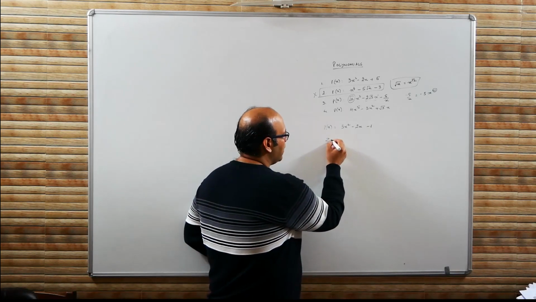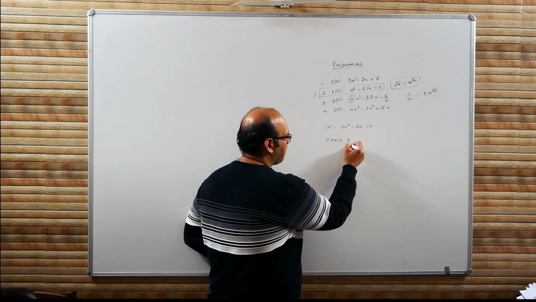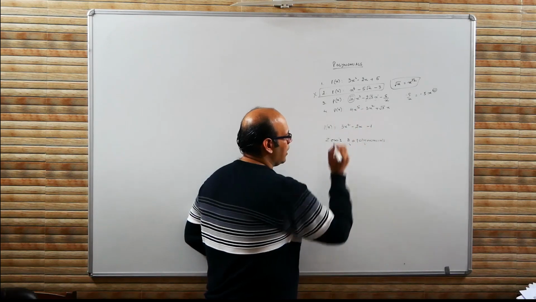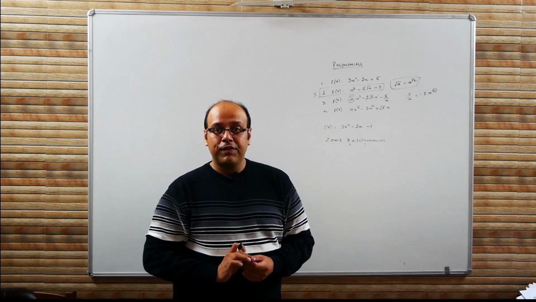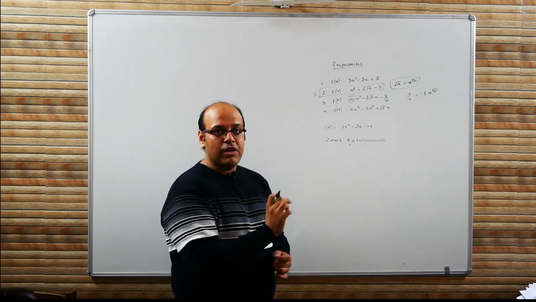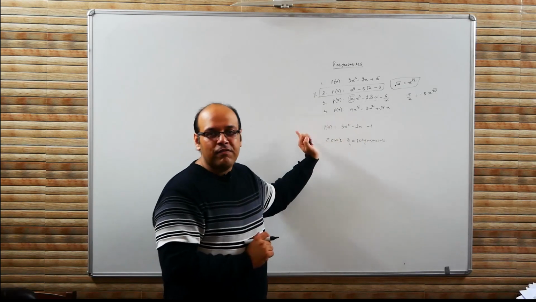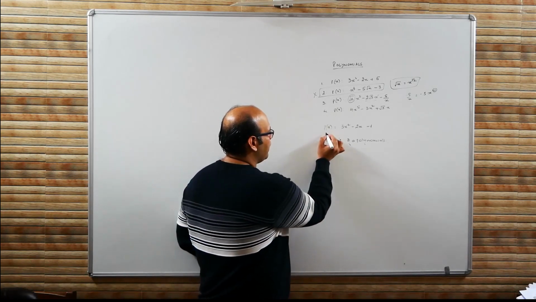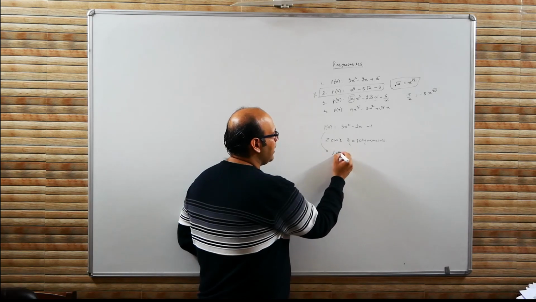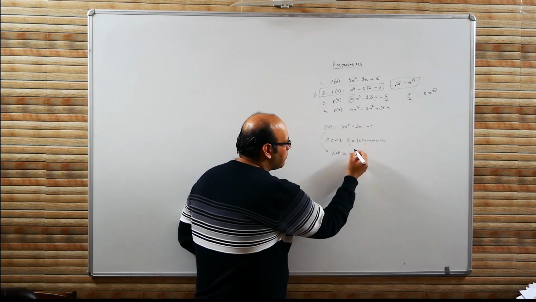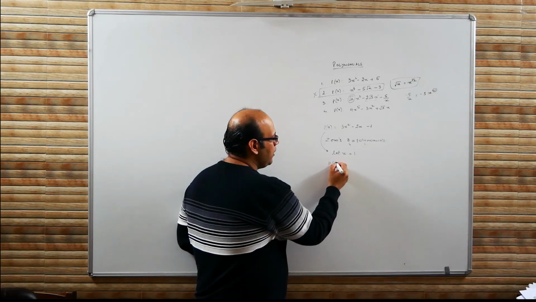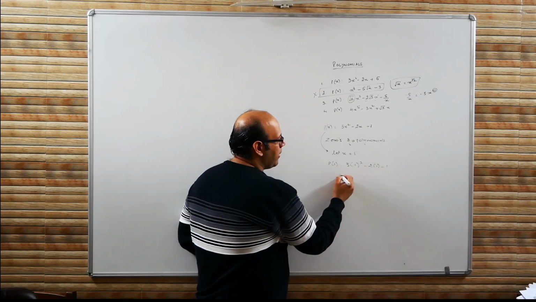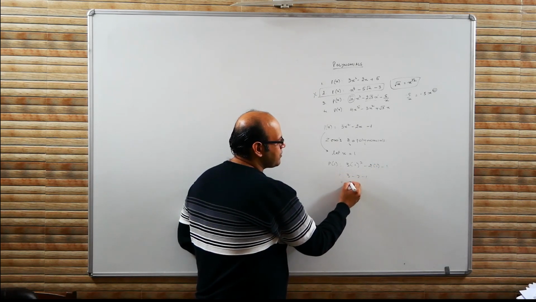Zeros of a polynomial are basically those values of the variable which, when substituted in this polynomial, will make the entire polynomial 0. For example, in this case, if I substitute the value of x to be 1, I'll get p(1) as 3 times 1 squared minus 2 times 1 minus 1, which is 3 minus 2 minus 1, which gives me 0.